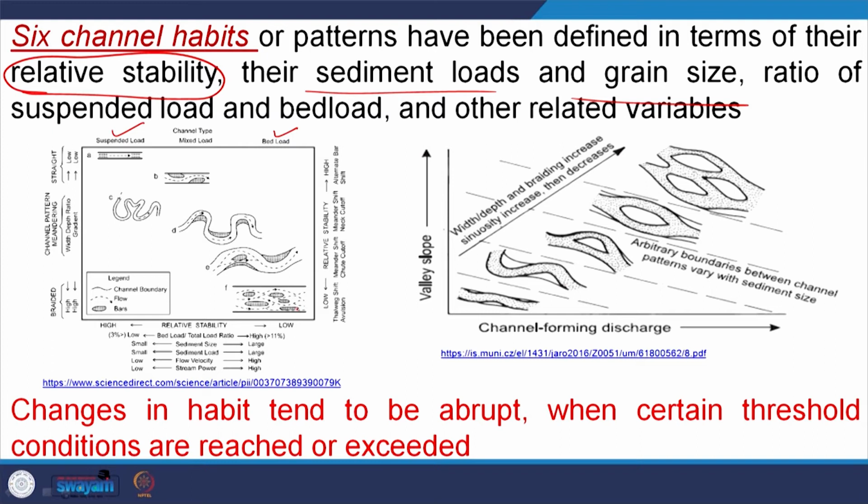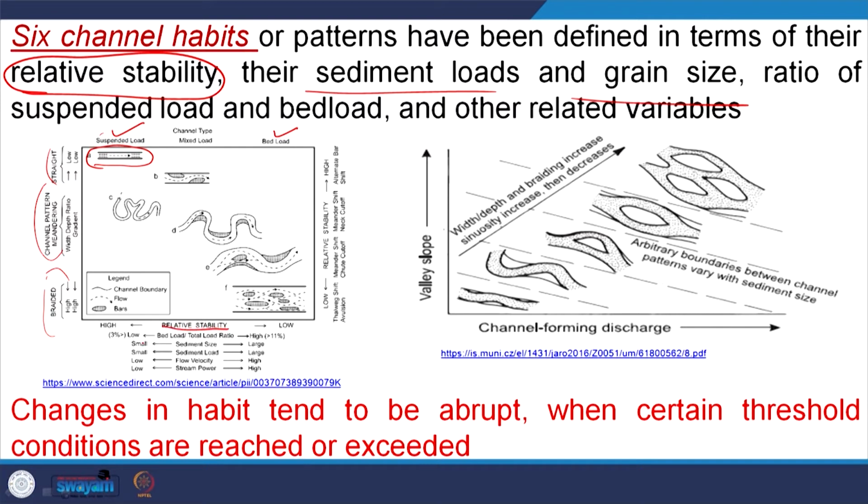If you see this axis, this side is suspended load, this side is bed load. Those channels on this side are bed load dominated, and those on this side are suspended load dominated, and some of these channels are transitions. Similarly, here it is braided channel pattern, meandering, and straight. For example, here it is a straight channel, and some variables are given here.